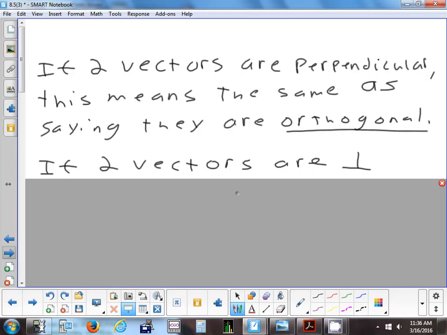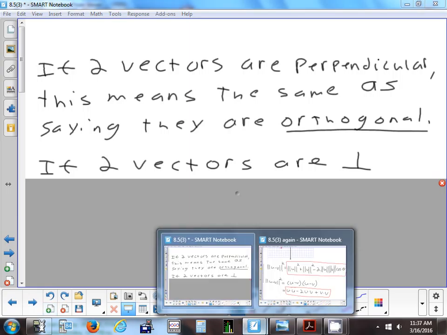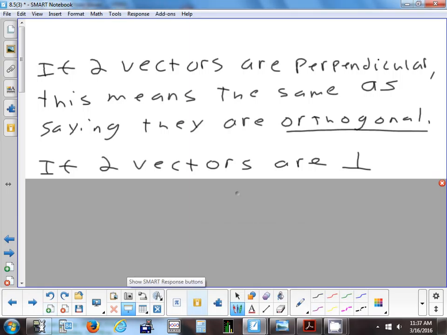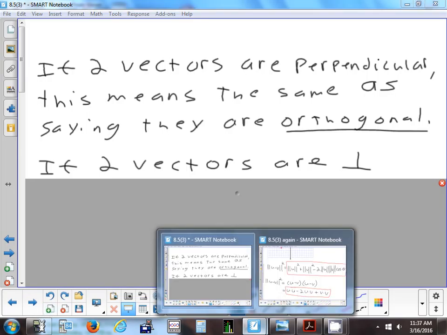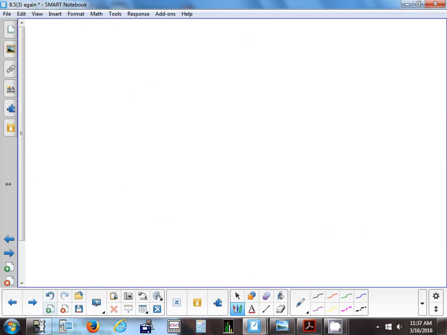Nick? 90. Let me make up something where I already know the angle. Cosine of 90 equals, let's say we didn't know the other side. There's a dot product on the top and a product of magnitudes on the bottom. What's the cosine of 90?